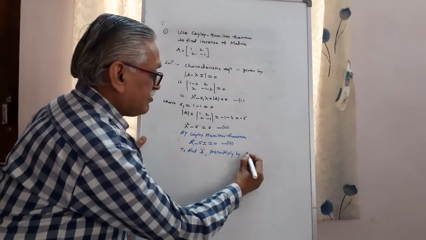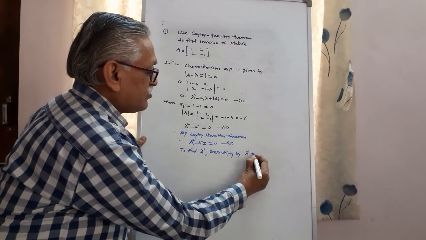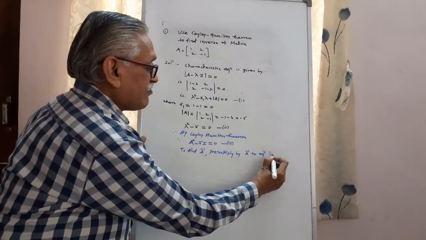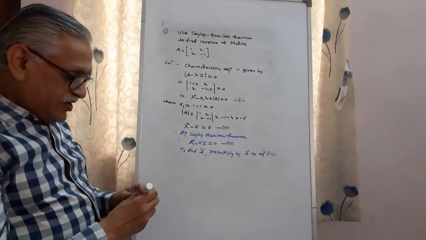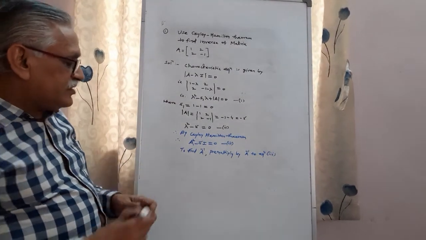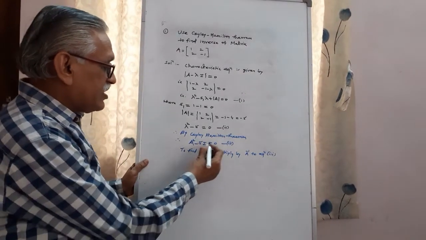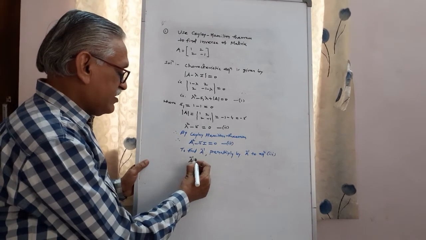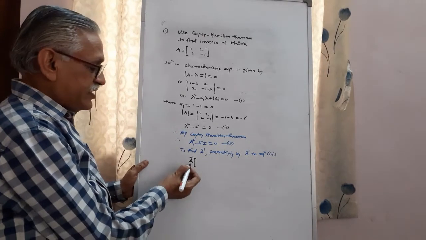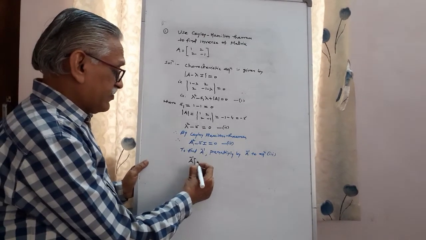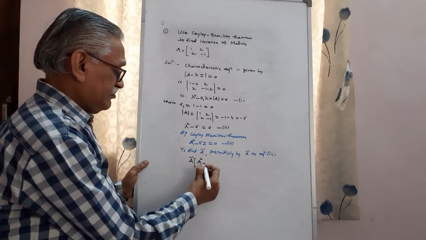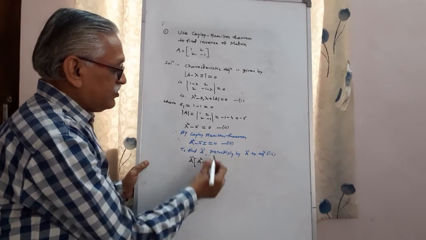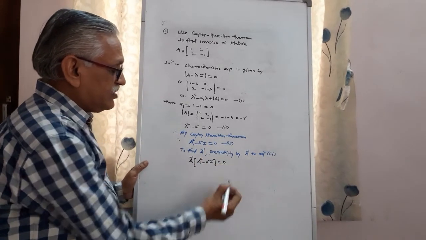pre-multiply equation 3 by A inverse. Pre-multiplication means the term must be on the left hand side of the equation. Therefore, taking it on the left hand side, A inverse times A square minus 5I equals A inverse into 0, and we get 0 on the right hand side.